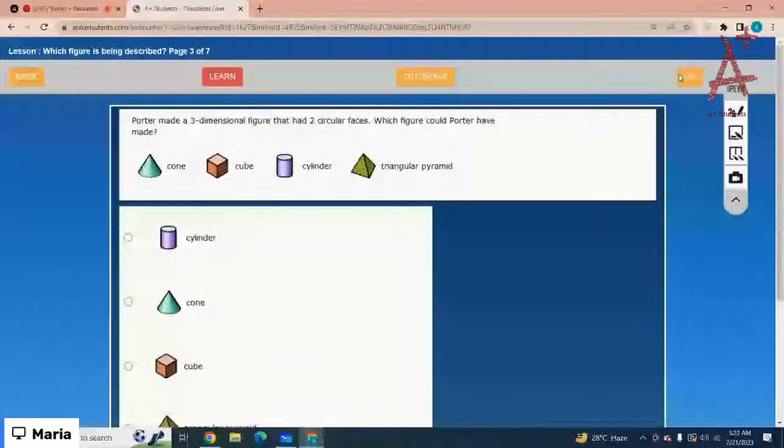Porter made a three-dimensional figure that had two circular faces. Which figure could Porter have made? So you're given four of the options. Which one has two circular faces? It would be the cylinder.